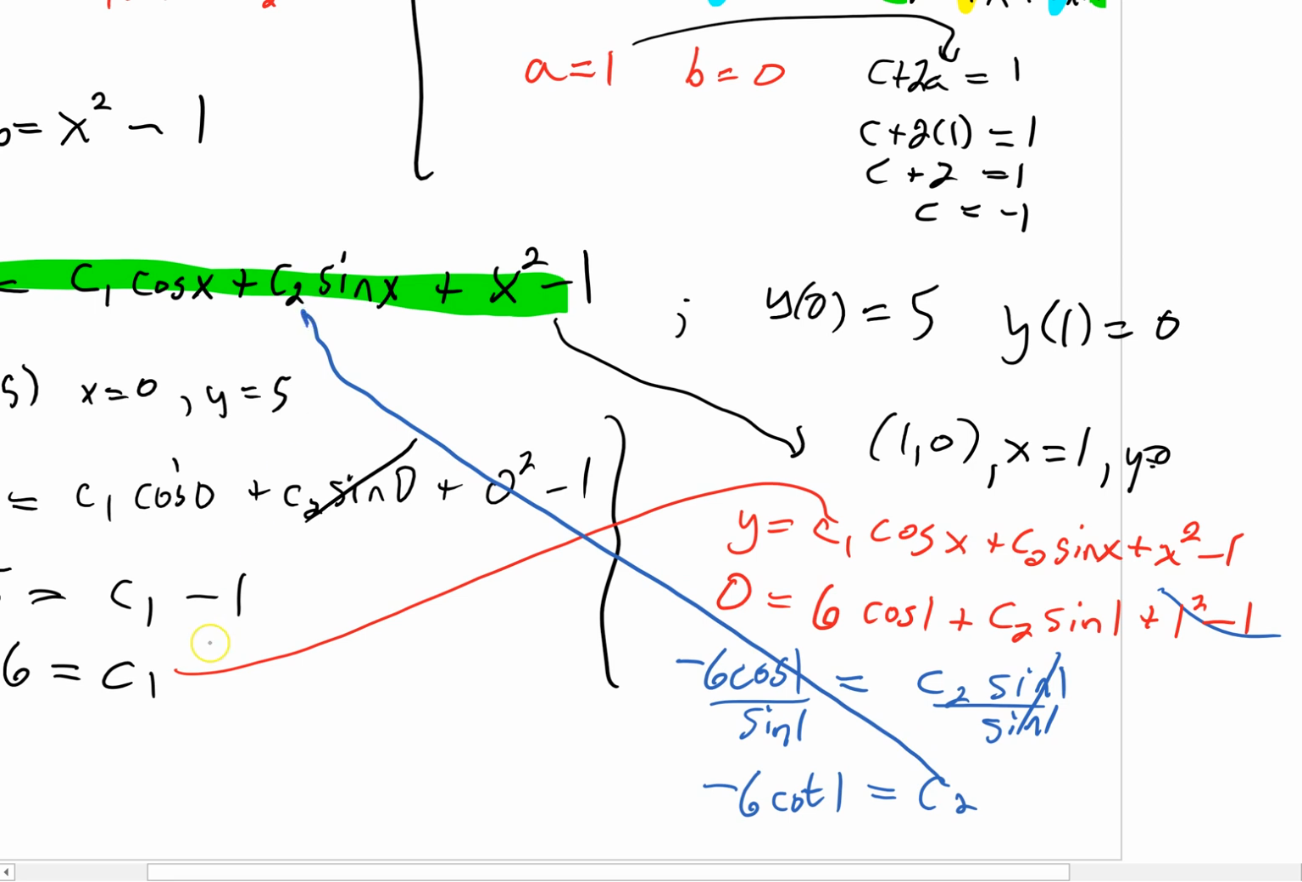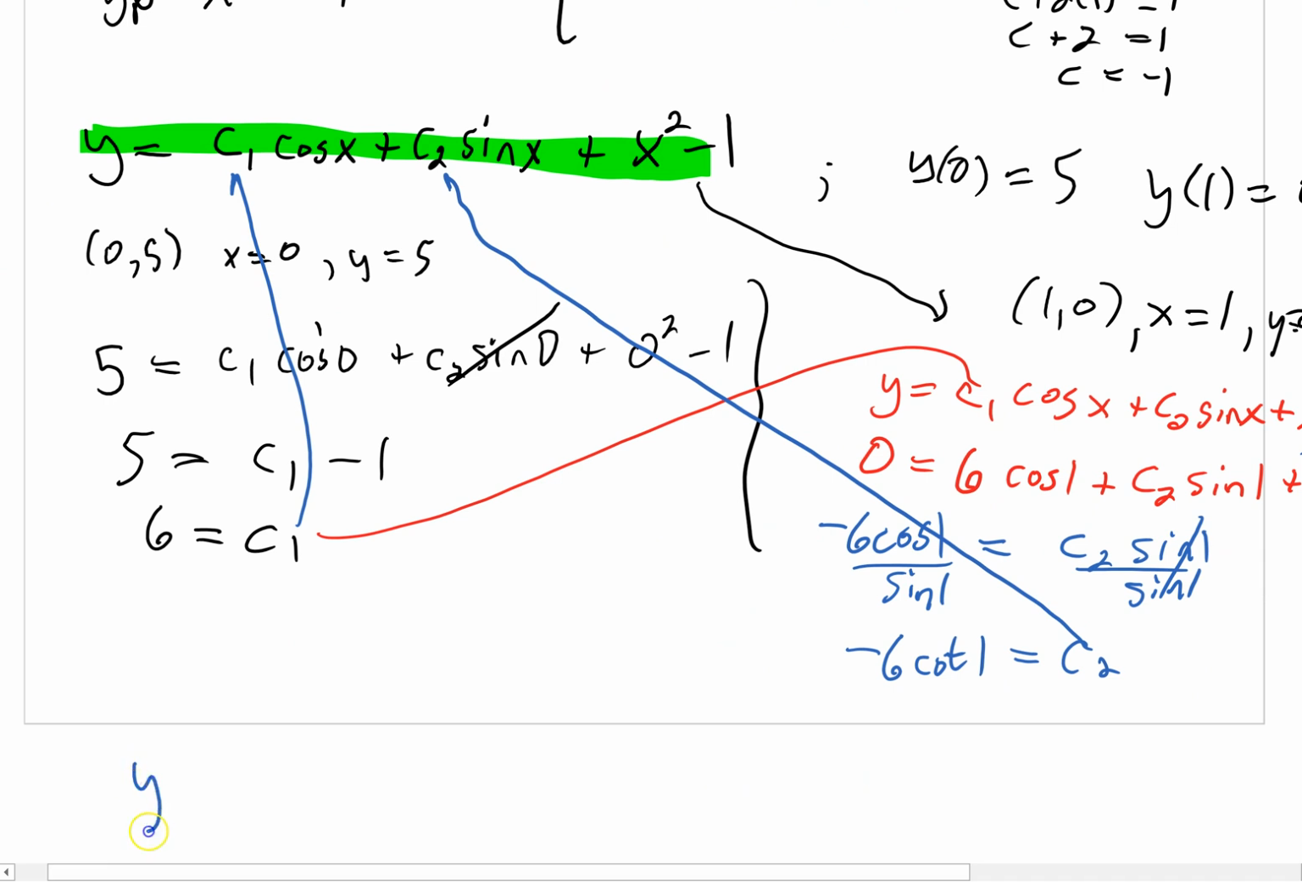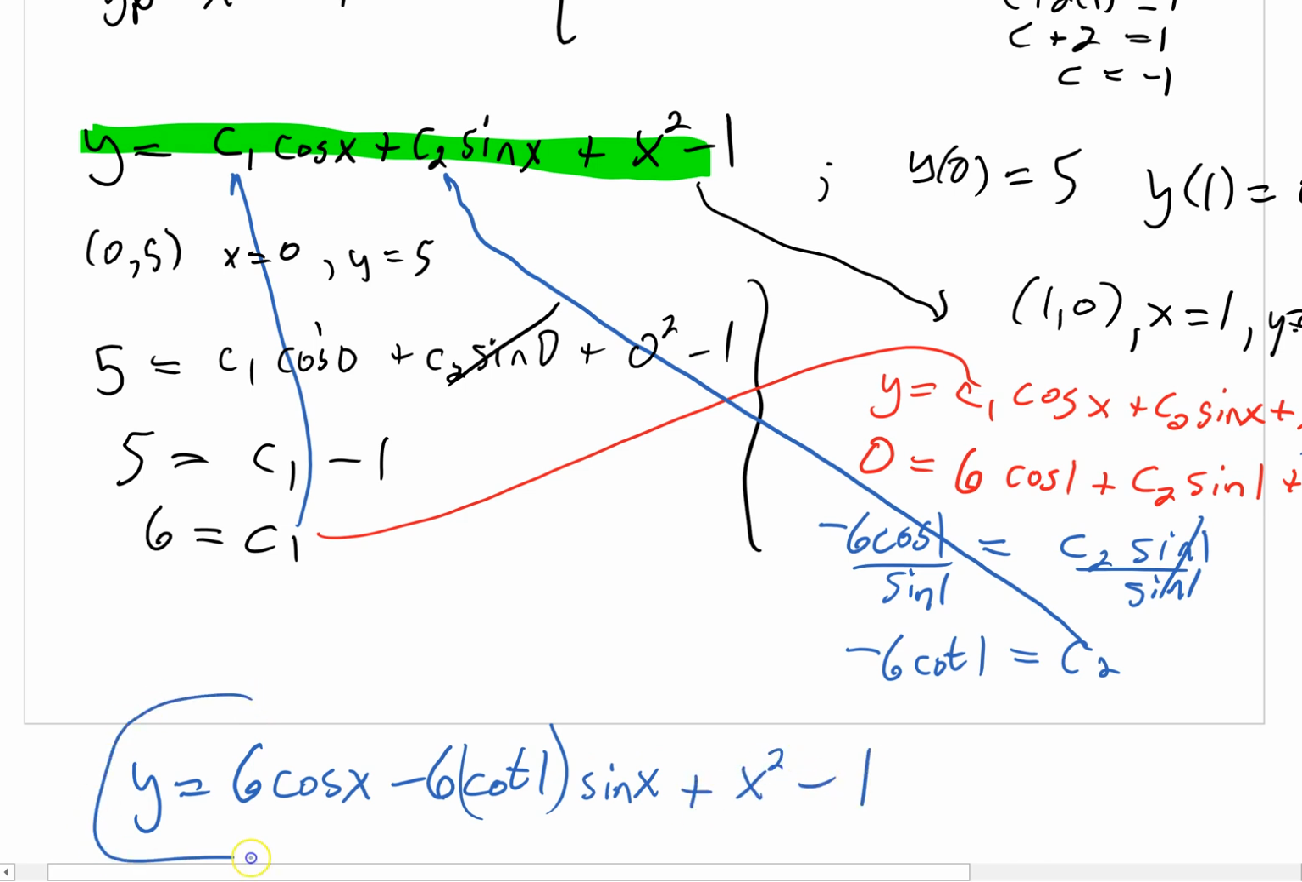So we can come back to our general equation here and say, now I know that C1 is the number 6. C2, gosh, this looks funny, but don't worry about that. And put some parentheses around the cotangent of 1. The cotangent of 1 is just some decimal, some coefficient, some fixed real number. And guys, that's what your final answer is going to be.